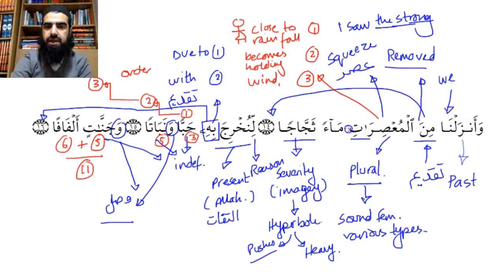Right. So let's highlight some of these words. So here's some imagery I want to show you. So mu'sirat is part of the imagery. Thajjajan is part of the imagery. Anzalna is part of the imagery. Nukhrij is part of the imagery. Alfafan, all kind of intertwining, you can say. Mixed together. Al-laffa yaluffu means to be wrapped around something.